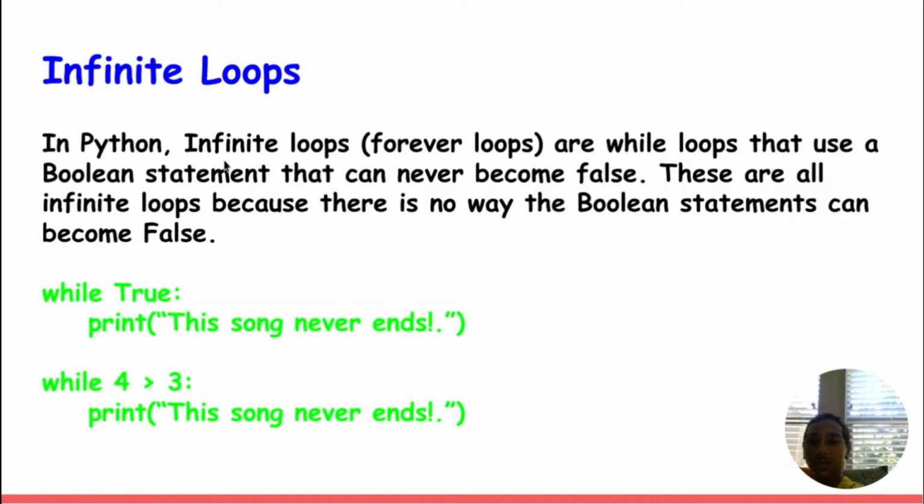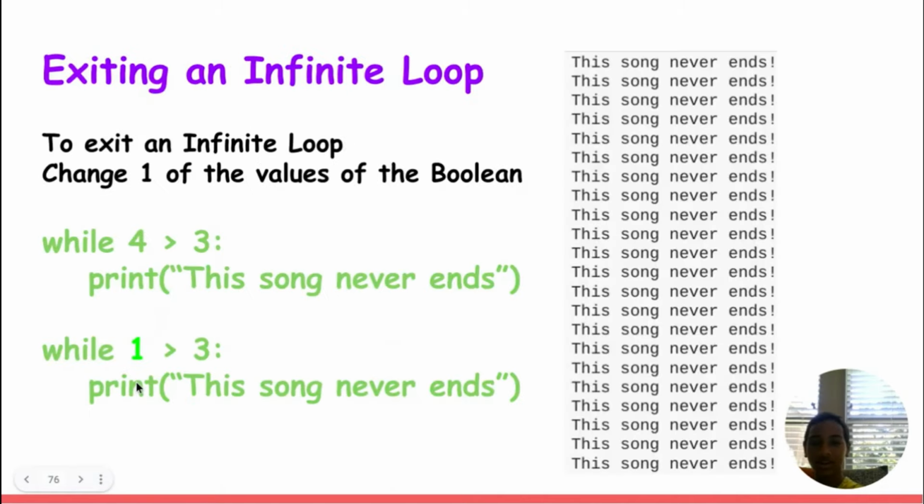Infinite loops. In Python, infinite loops or forever loops are while loops that use a Boolean statement that never becomes false. For example, while true, print this song number ends. What this will print is like 1,000,000 copies of this song number ends. How to exit it: replace one of the Boolean statements to make it false. Like 1 is greater than 3, now that's false, so now it won't do anything.